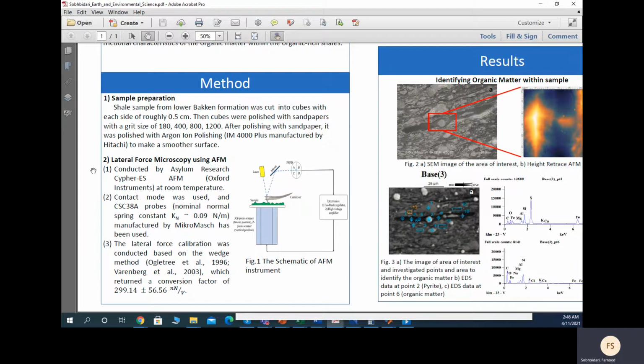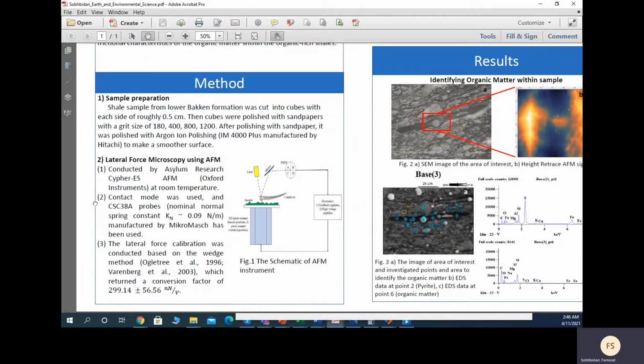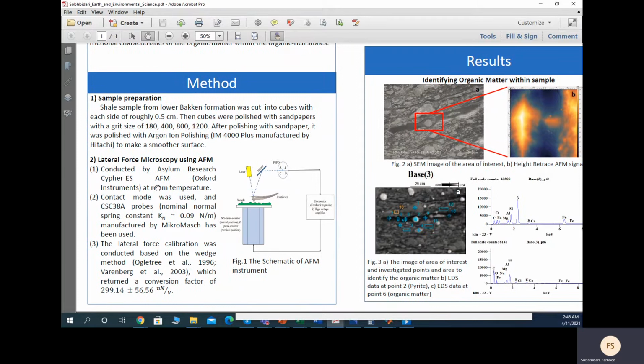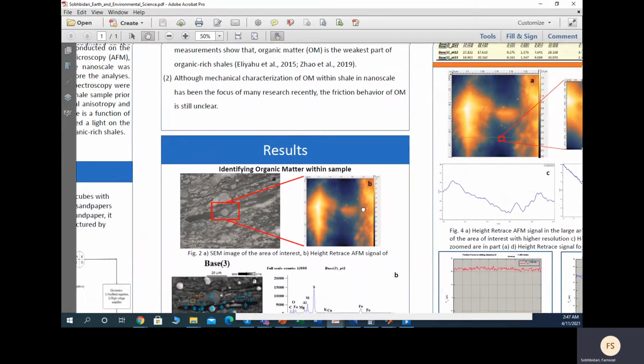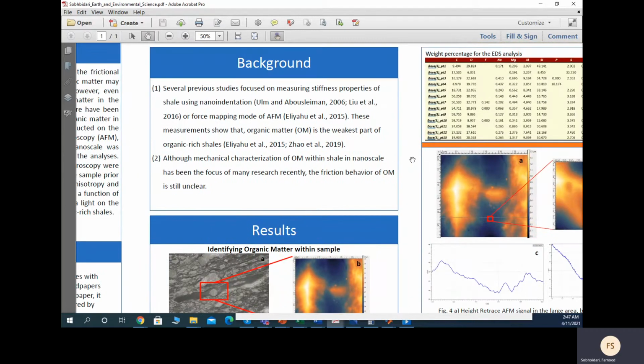These are also more detailed data about what AFM instrument I used and what probe I used, which is CSC38A with a nominal normal spring constant of 0.09 Newton per meter. And the conversion factor for lateral force that I got from the wedge method has an average value of 299.14 nanonewton per volt.